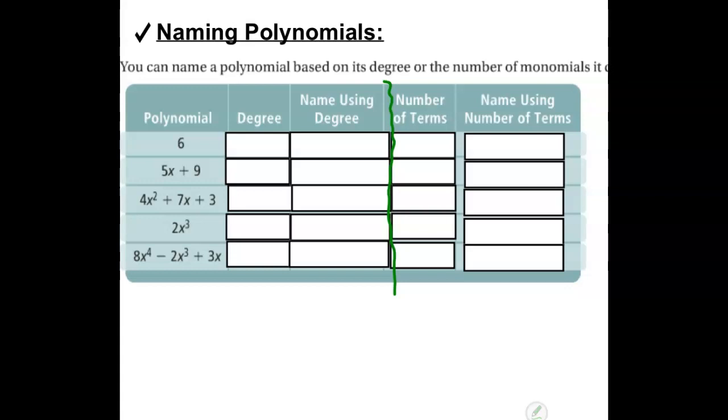So let's look at our first example. Our polynomial here is just a 6. Okay? How many terms is that? There's one term to it. Okay? If there's just a single term, what did we say it was called? A monomial.